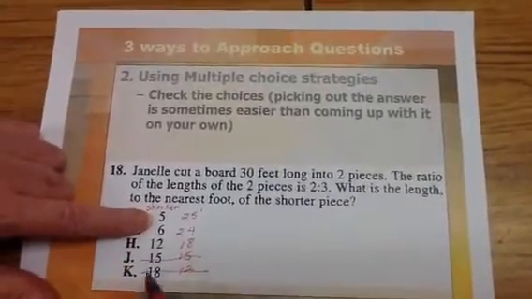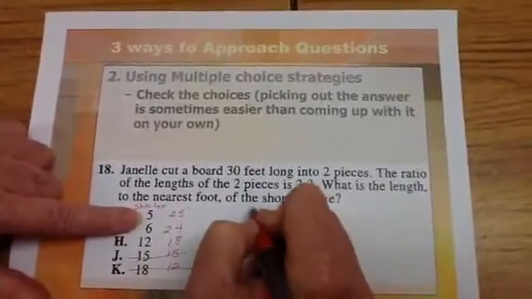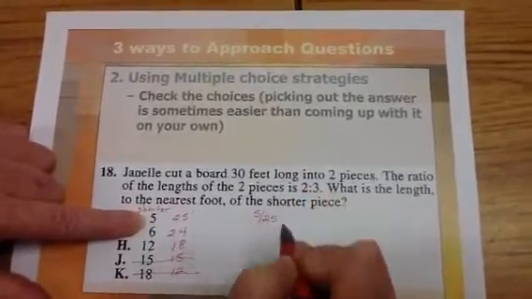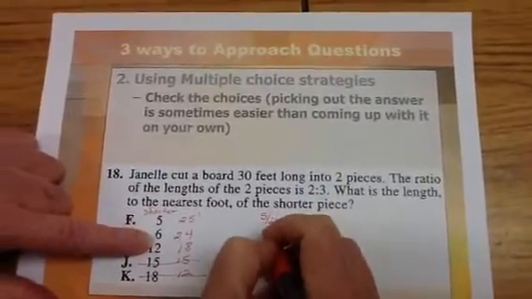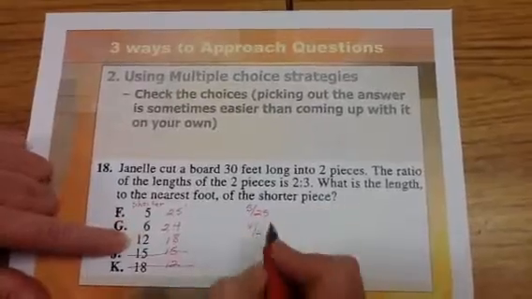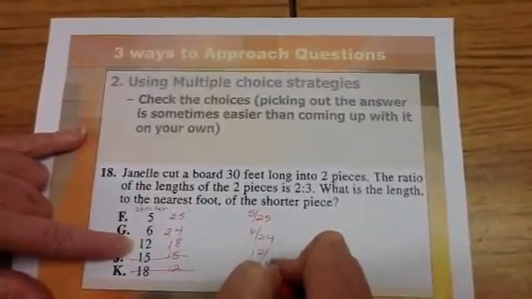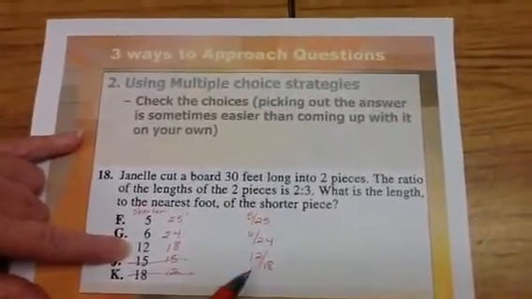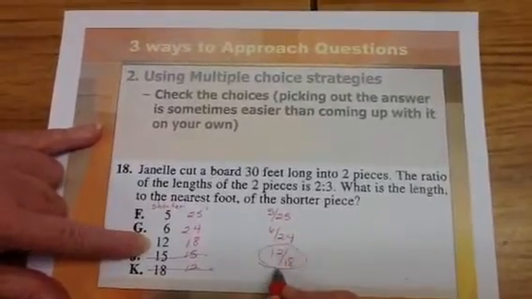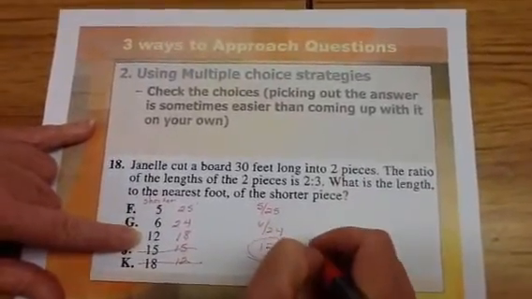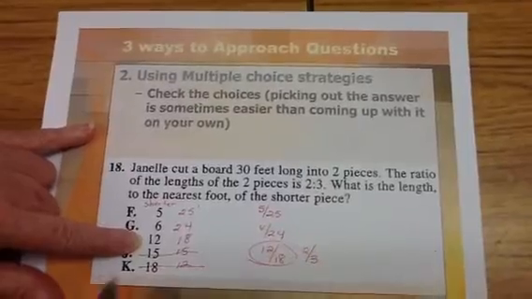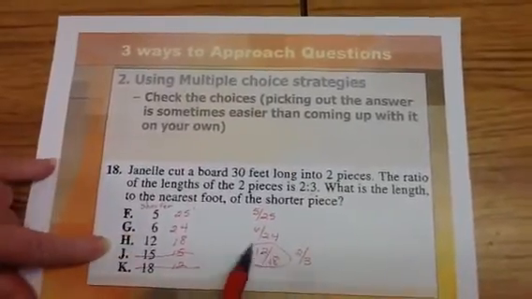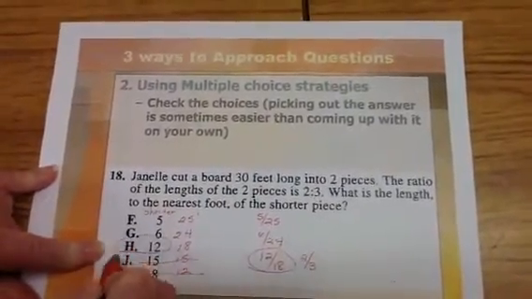If you remember when we work with ratios, I can just put this 5 over 25 and reduce it. 6 over 24 and 12 over 18. And when I reduce those fractions, this 12 over 18 is going to give me that ratio of 2 to 3. So 12 is the shorter side. H would be my answer.